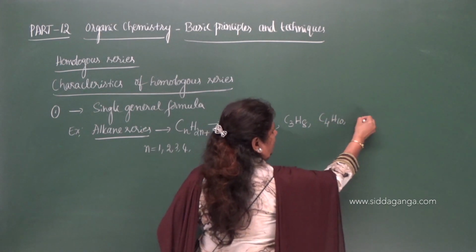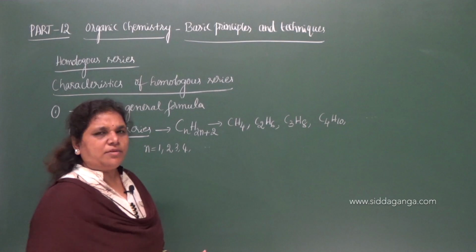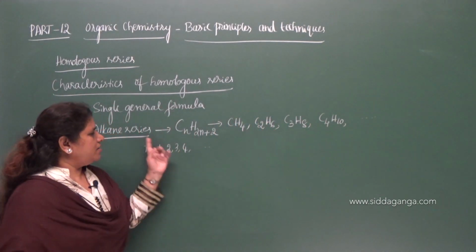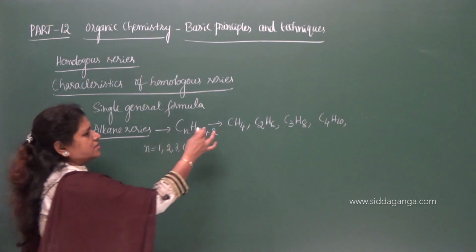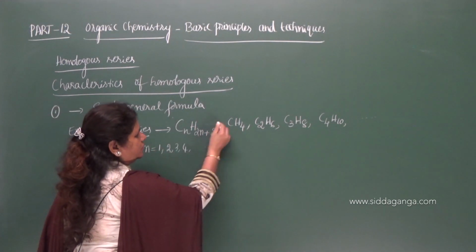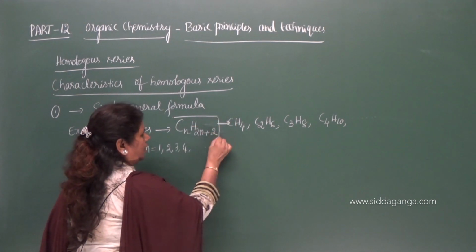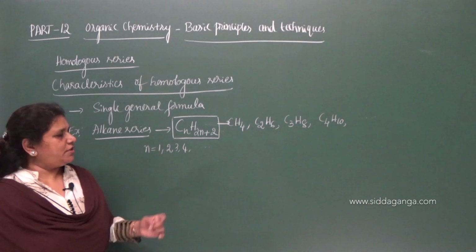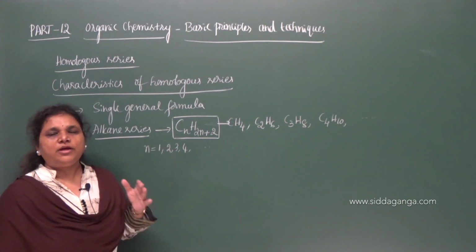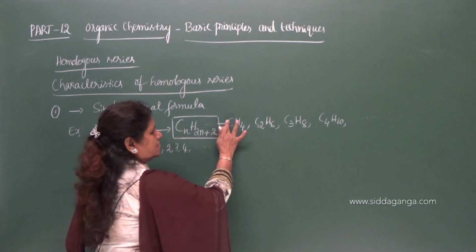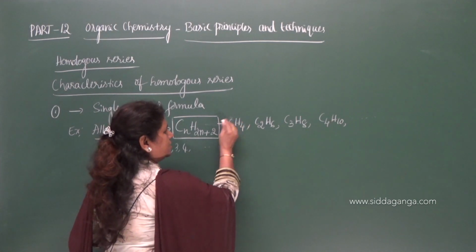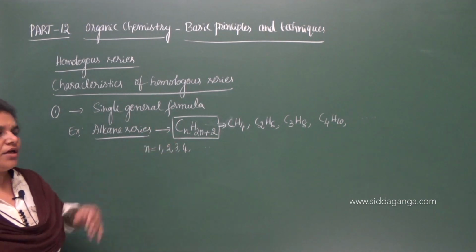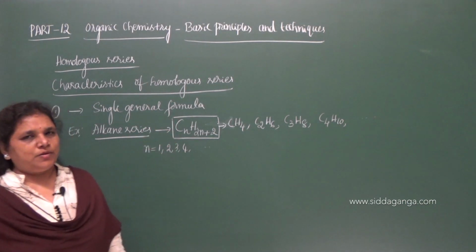C4H10. Like that you will get all the members of the series when you take the general formula for alkane as CnH2n+2. So, this is the general formula of the alkane series. If we put the value of n equal to 1, 2, 3, you will get all the members of a series as CH4, C2H6, C3H8, C4H10. Like that you can write the members of the homologous series.